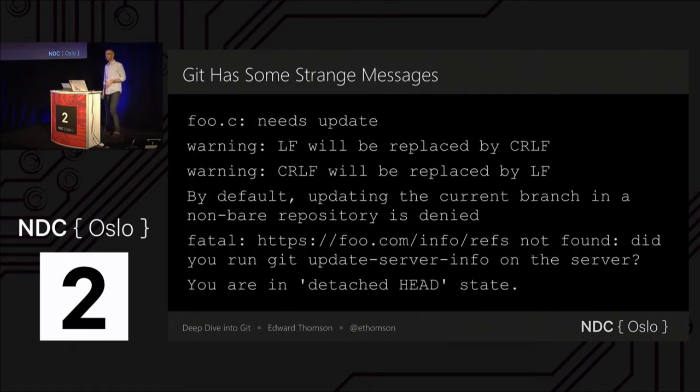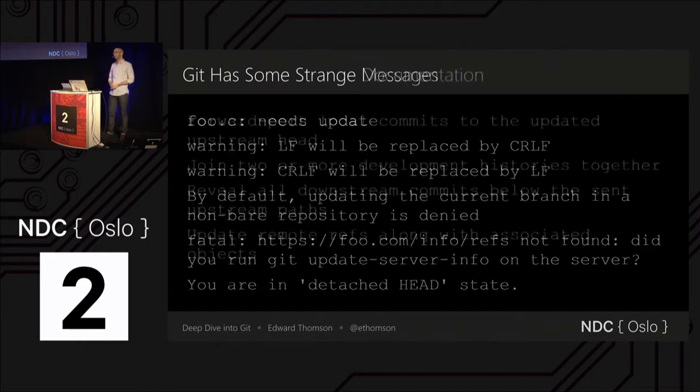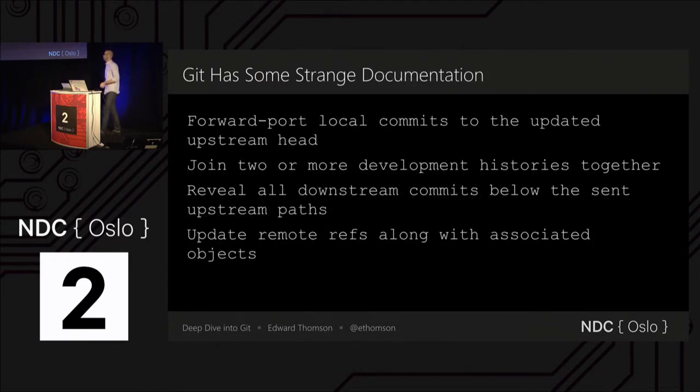And if you use it wrong, it pokes back at you, right? There are some really strange error messages like, you're in a detached head state. Who on earth knows what that means? By the end of this session, you will. And if you try to figure out how to use it, if you want to go read the man pages, those are hard to understand too, because they contain sentences like "forward port local commits to the updated upstream head." I swear to God, I read that like 3 or 4 times before I realized they were talking about rebase, the most fun Git command of all.